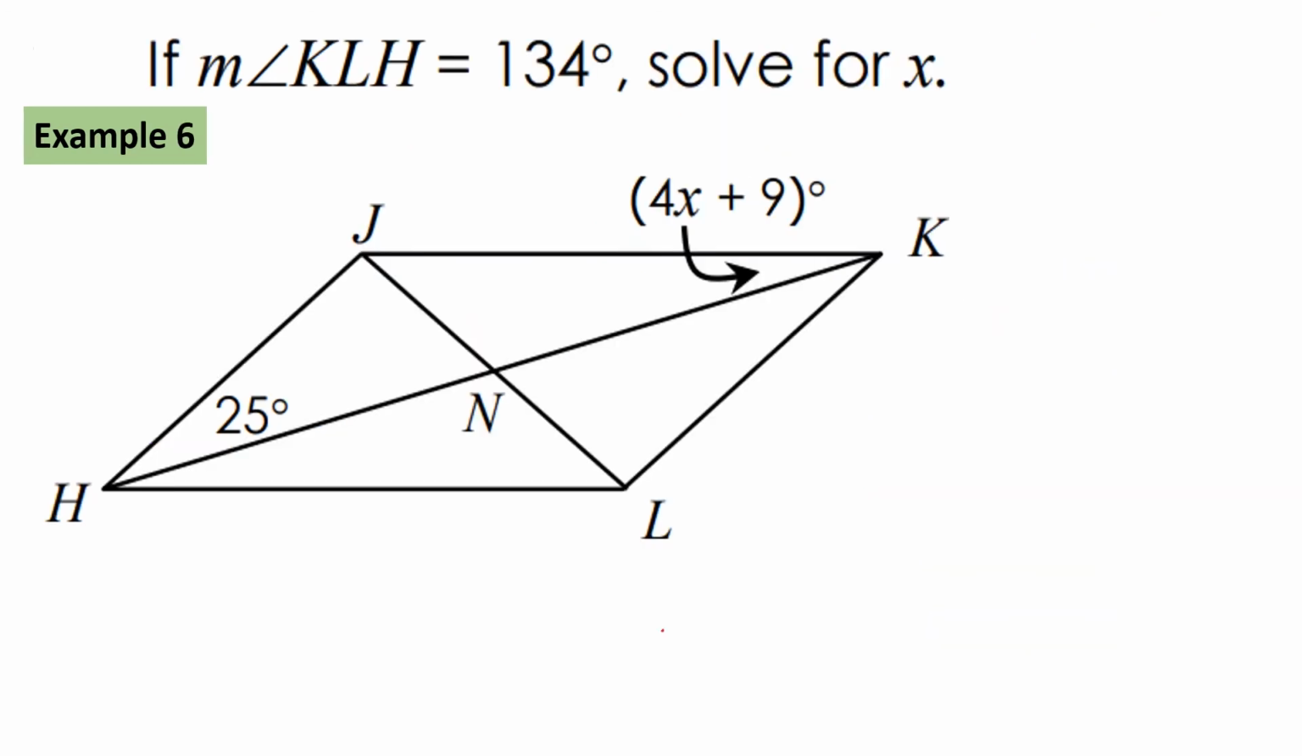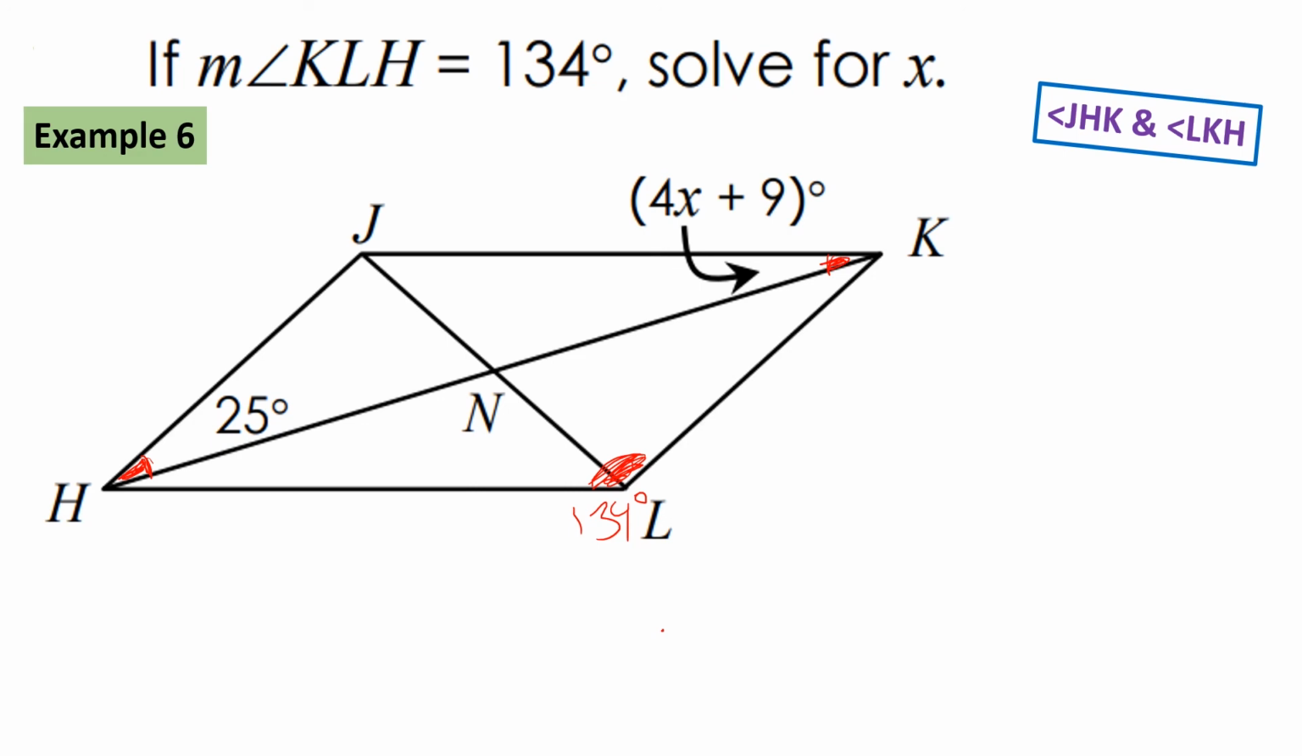All right, so let's take a look at this last example that I'm going to show you, and then I have 2 more that I would like for you to try on your own. So here it says the measure of angle KLH is 134 degrees. So let's label that. This angle here is 134 degrees. We want to solve for x. So let's see what we're given. We're given angle JHK and angle LKH. So these 2 angles here, this is 25, this is 4x plus 9.